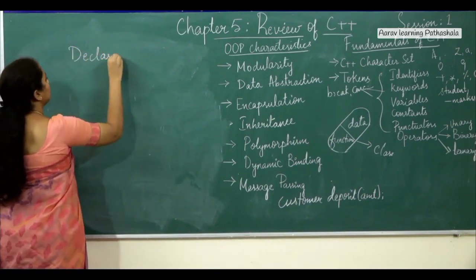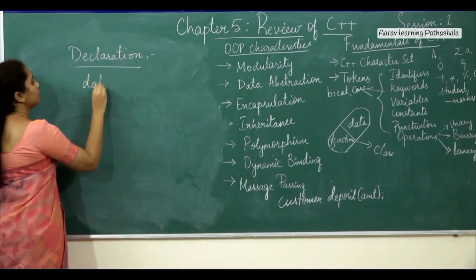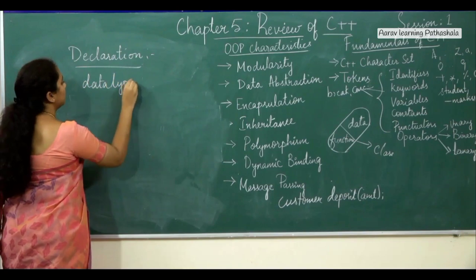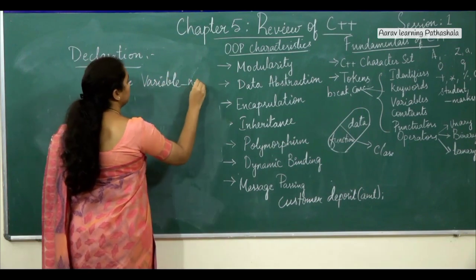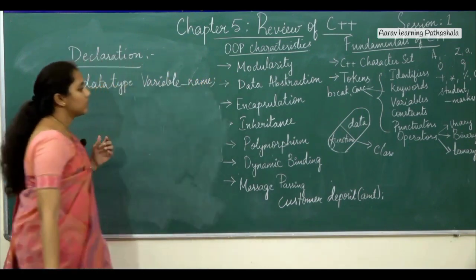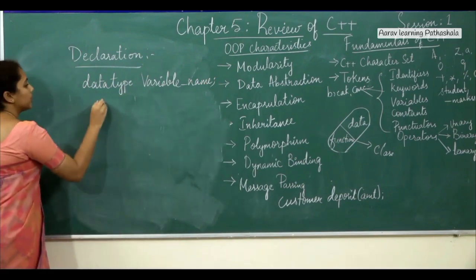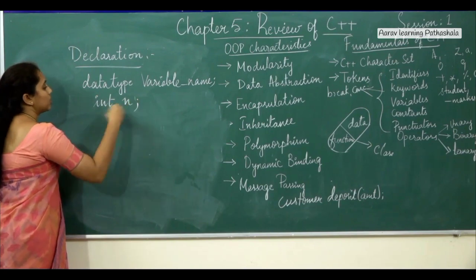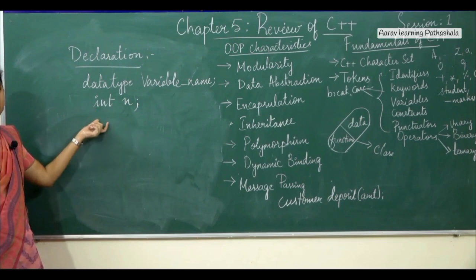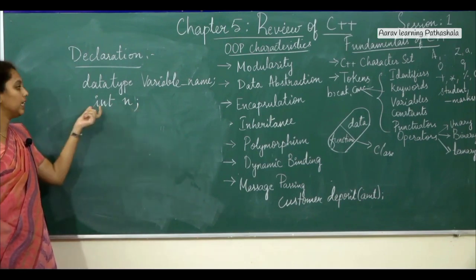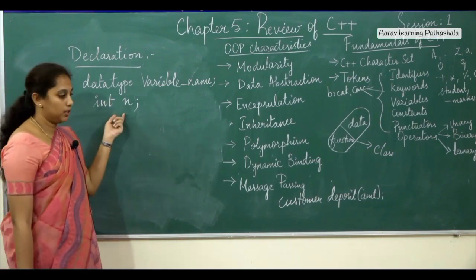Declaration of a variable. What is the syntax? First, we have to write the data type and then the variable name. The syntax to declare a variable is: data type, variable name. An example for this is int n. So here n is the name of the variable and int is the type of the variable n. Int represents integer. It can contain only integer values.